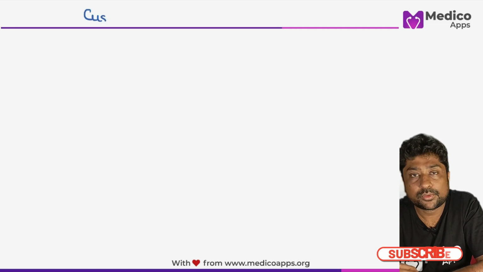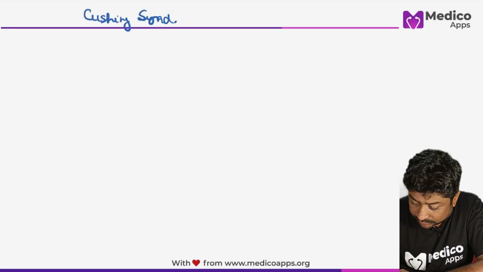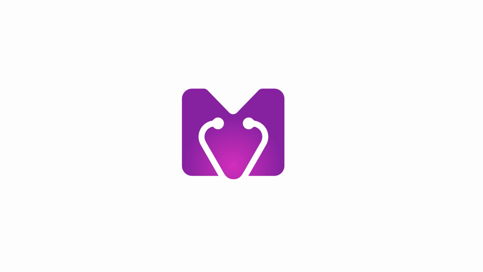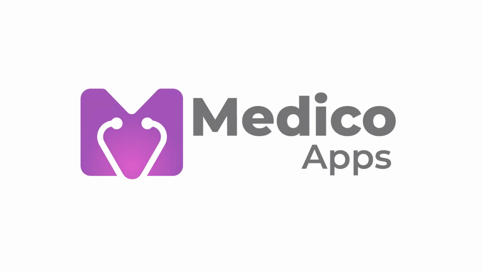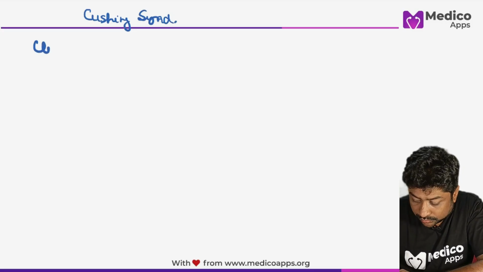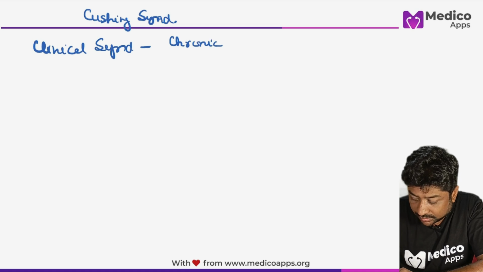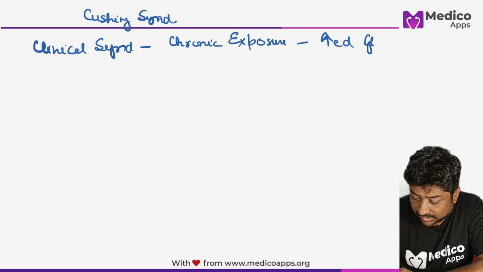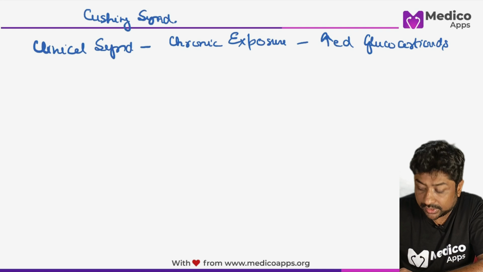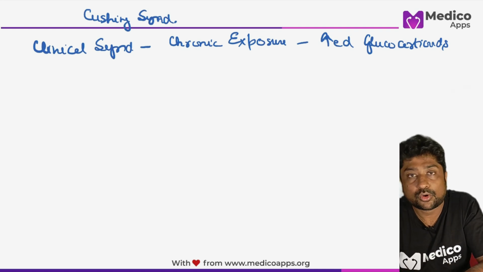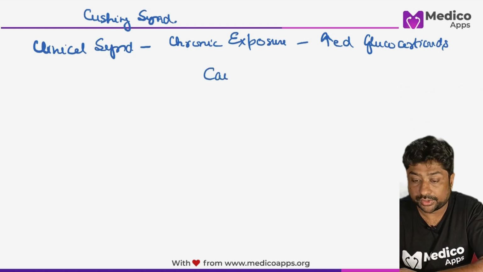In this masterclass, we're going to learn about Cushing Syndrome. So what is Cushing Syndrome? It is basically a clinical syndrome caused by chronic exposure to increased glucocorticoids. Okay, so it's basically a clinical syndrome caused by increase in the chronic exposure of glucocorticoids.